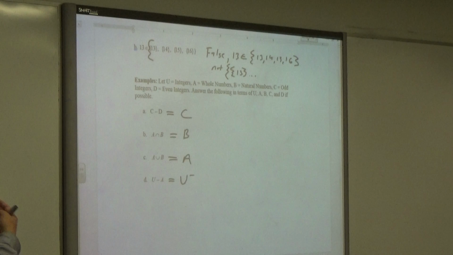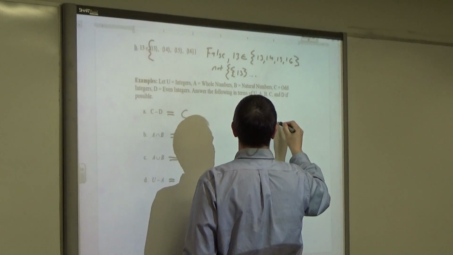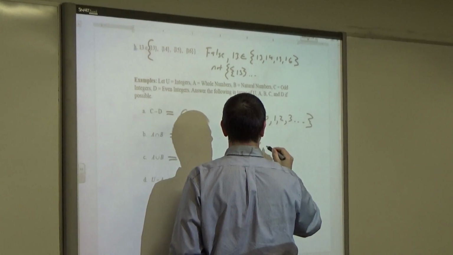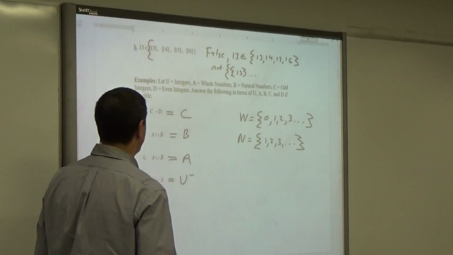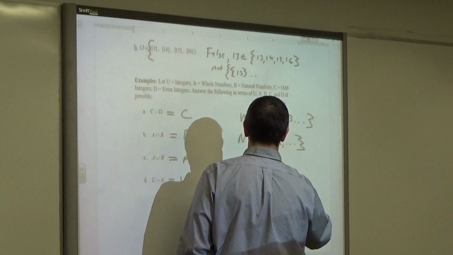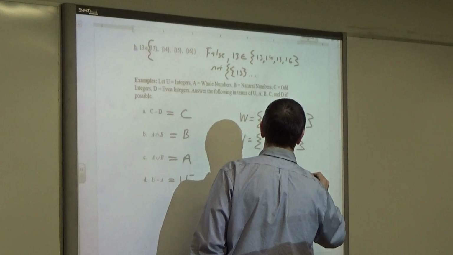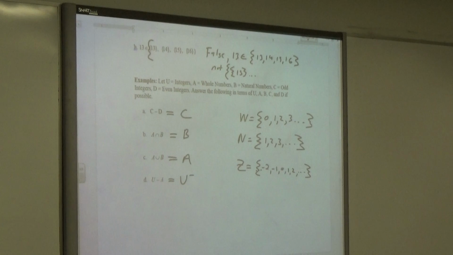Like trying to write sets in terms of the other sets that exist. Just to remind you, I'll write this out on the side. Whole numbers: 0, 1, 2, 3, and so on. Natural numbers: 1, 2, 3. That way when you go home and do your homework, you remember how to do that stuff. Integers are ..., -2, -1, 0, 1, 2, and so on. There we go. Just in case you forgot about the sets, that would be the roster form of those sets, so that way you can write those out.